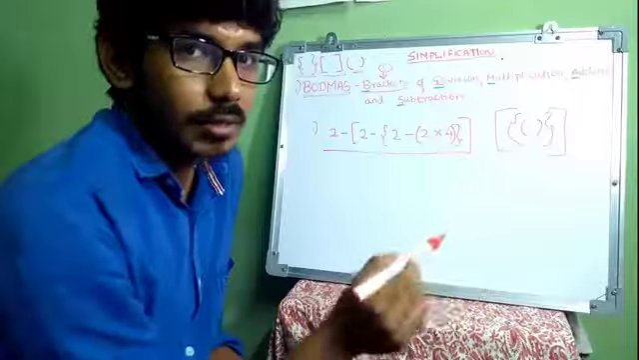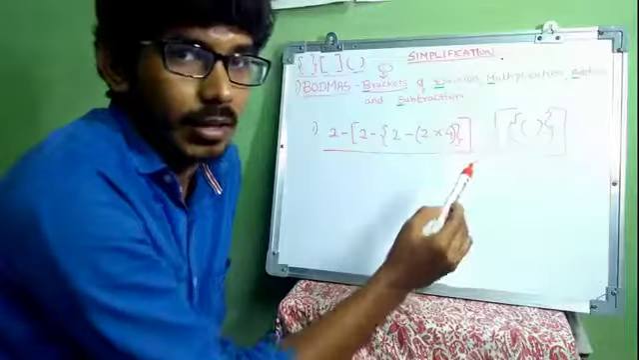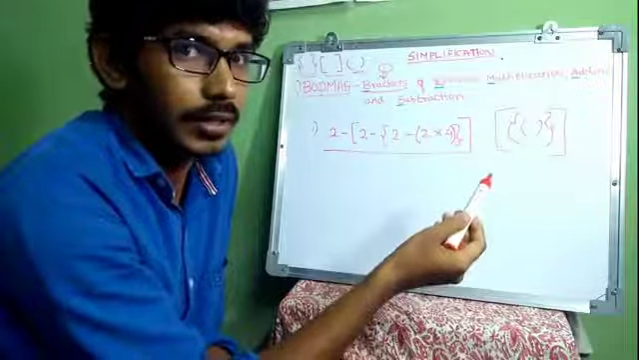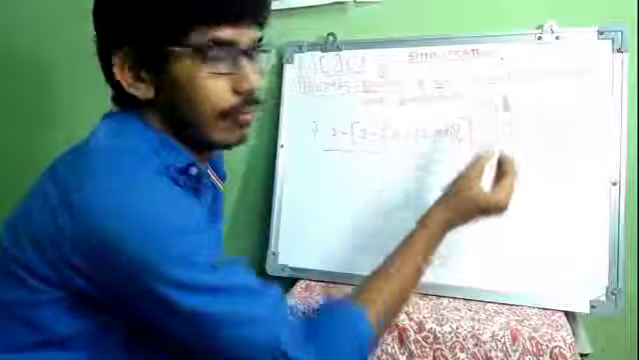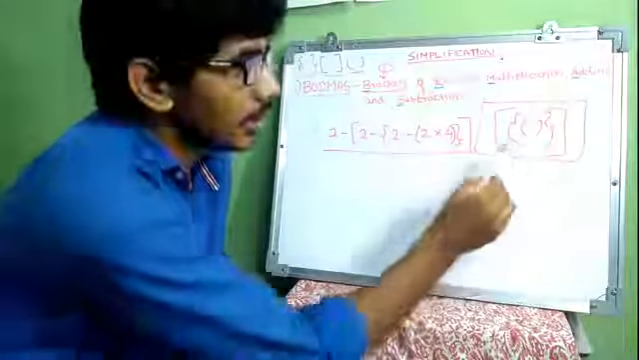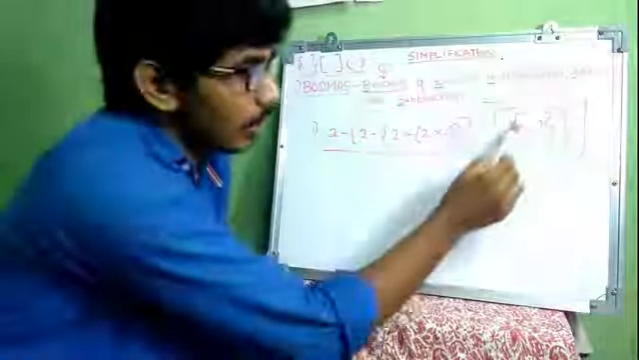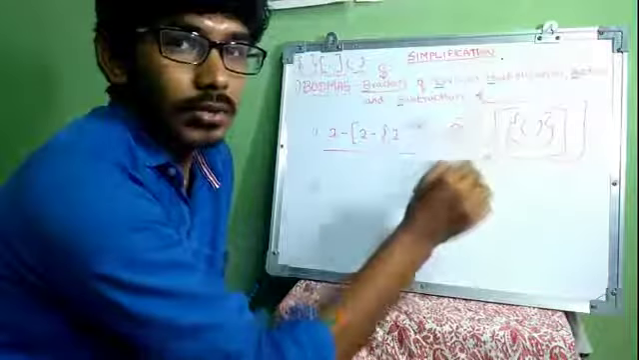Sorry, in the basics I have told that the square bracket should come second. I have told like that. That's wrong. This is the correct format, okay? First, you have to solve the thing that is inside the closed bracket. And then the curly bracket. Okay? And the last one is the square bracket.